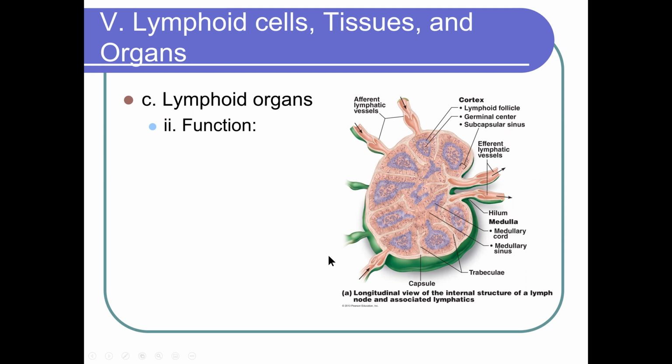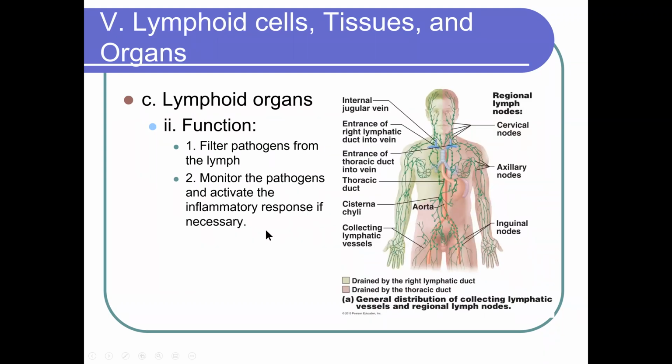So you have a number of afferent vessels and many fewer efferent vessels as the fluid comes out. Filter pathogens from the lymph. Monitor the pathogens, activate the inflammatory response if necessary, and activate the immune system if we're going to develop immunity against it. Whether it be our cellular immunity from our T cells or antibody production from the B cells, we are going to activate the immune system. And like I say, part 2 of the lecture, which will be next week, we'll cover this particular section in great detail.